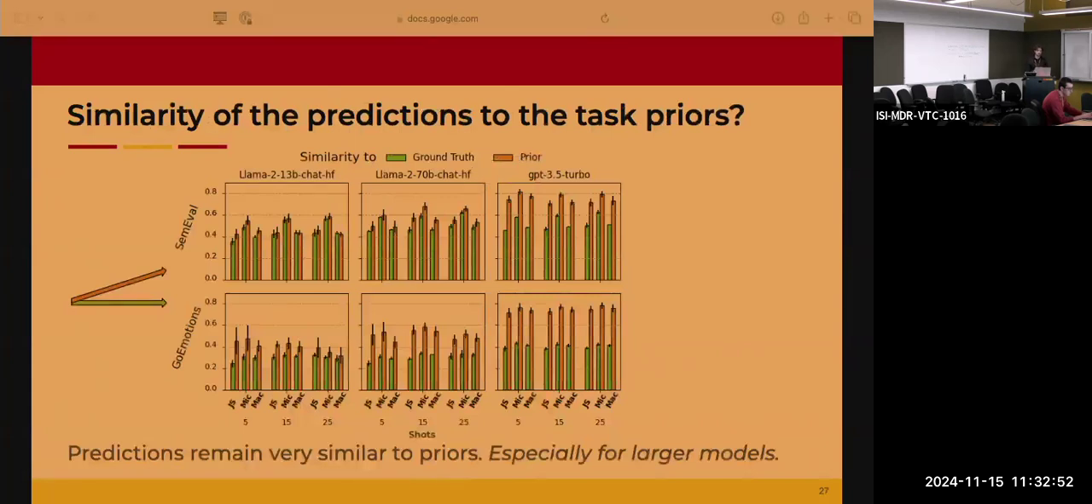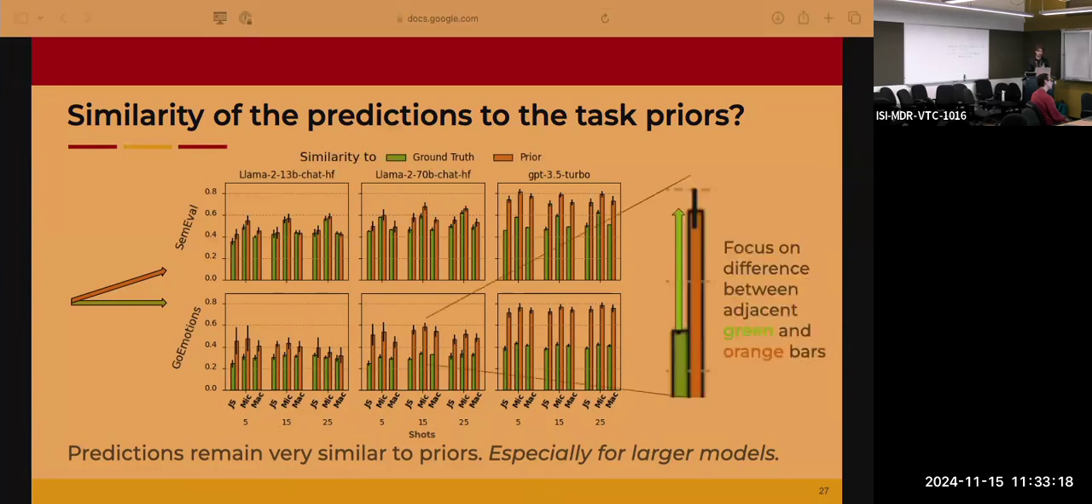And here for the same models and data sets, we present the similarity of the posterior predictions to the ground truth, which is the performance of the model, in green, and the similarity of the posterior to the prior predictions, which is orange. Again, on the x-axis, we have the number of demonstrations in the prompt, but it also now contains all 3 metrics. And on the y-axis, it's just the value of the metric. To more easily digest the results, you can just focus on the difference between adjacent green and orange bars.